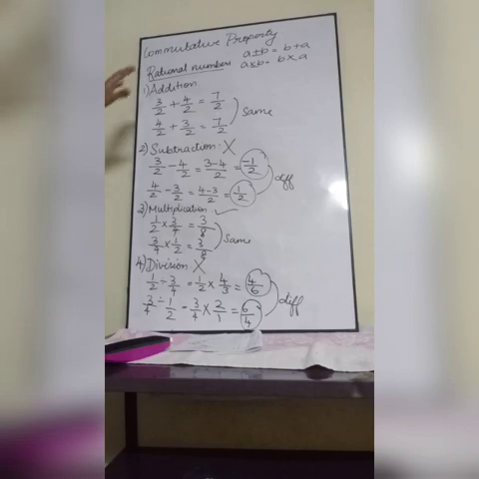Here listen, rational numbers are commutative under addition. Rational numbers are not commutative under subtraction. Rational numbers are commutative under multiplication. Rational numbers are not commutative under division. Understood the properties? Next property which we are going to discuss is about the associative property.